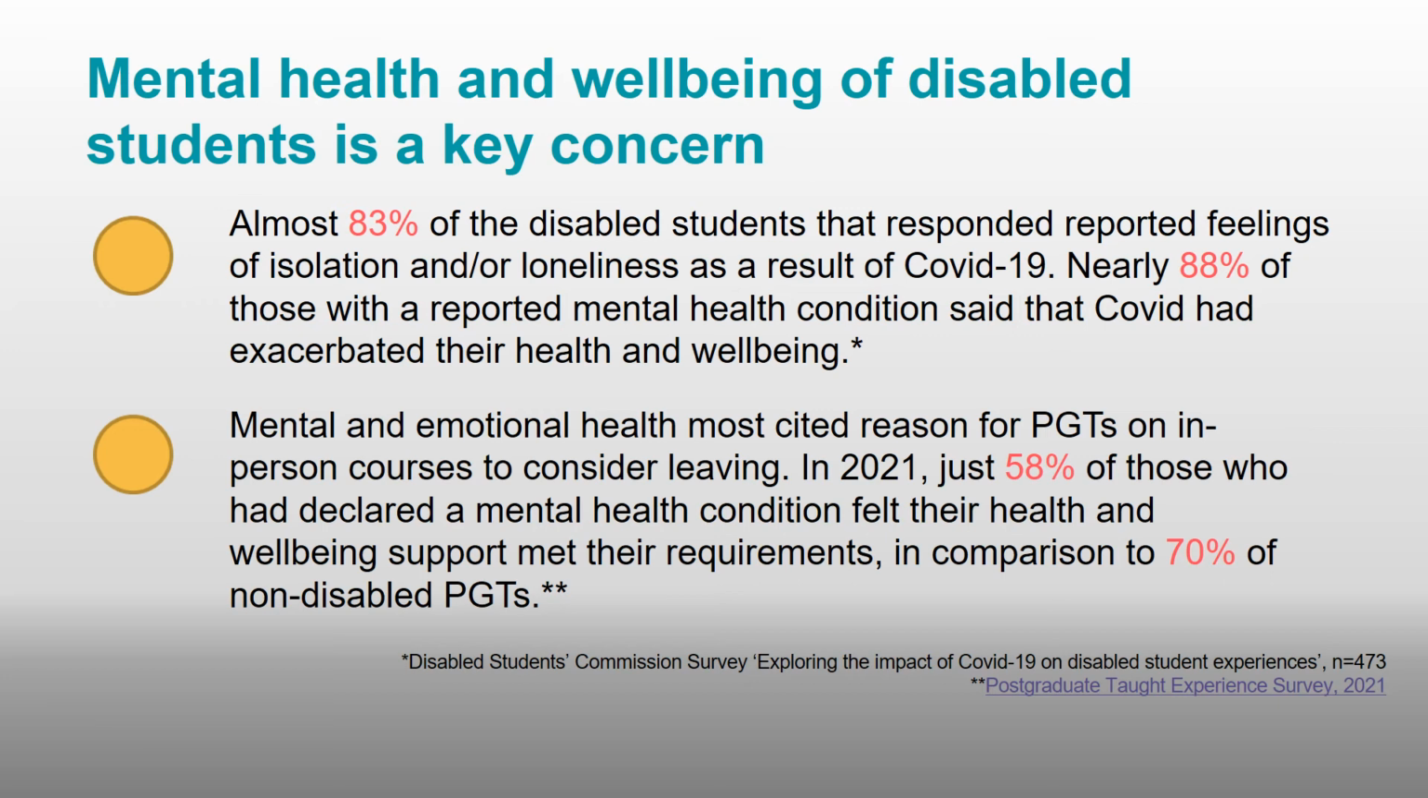Similarly, mental and emotional health issues were the most cited reason for master's students on in-person courses to consider dropping out, as found in the 2021 Advance HE's Postgraduate Taught Experience Survey. In 2021, just 58% of those who had declared a mental health condition felt their health and well-being support met their requirements, in comparison to 70% of non-disabled master's students.